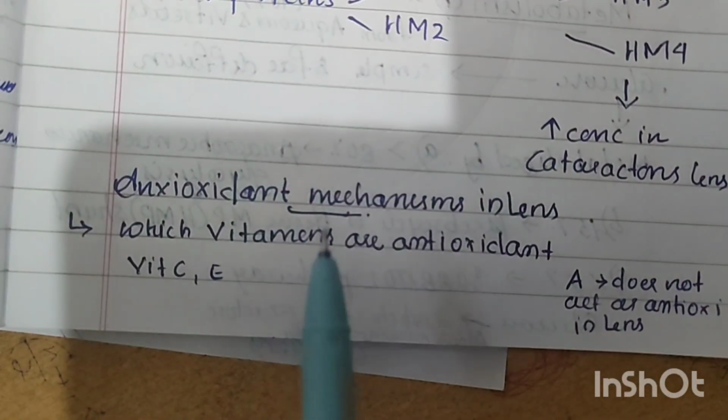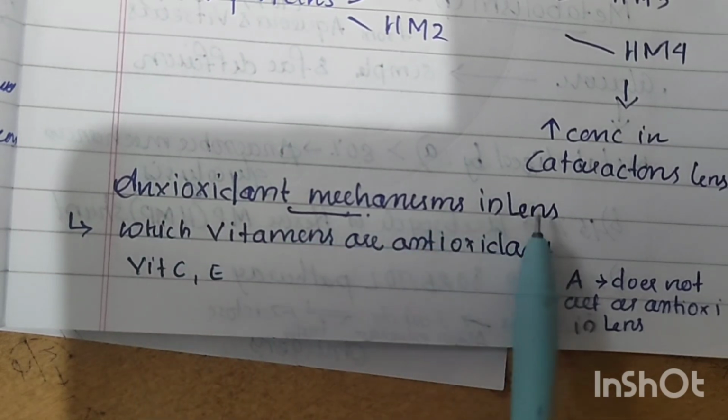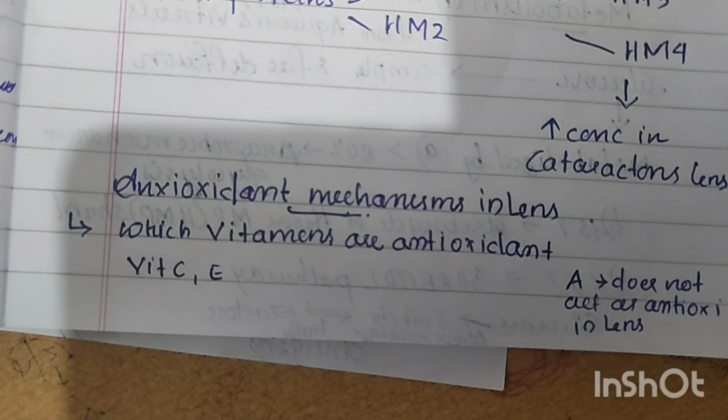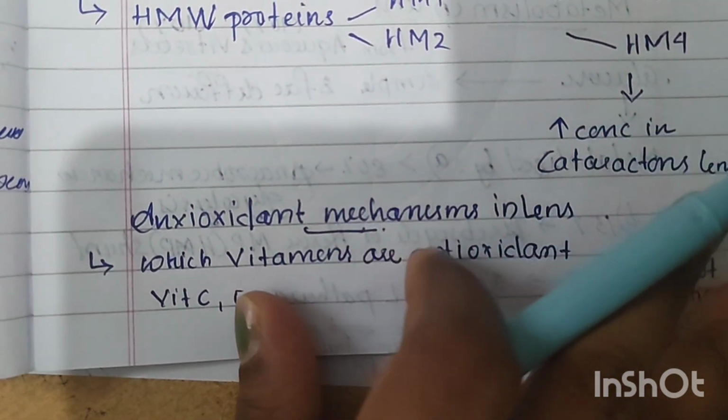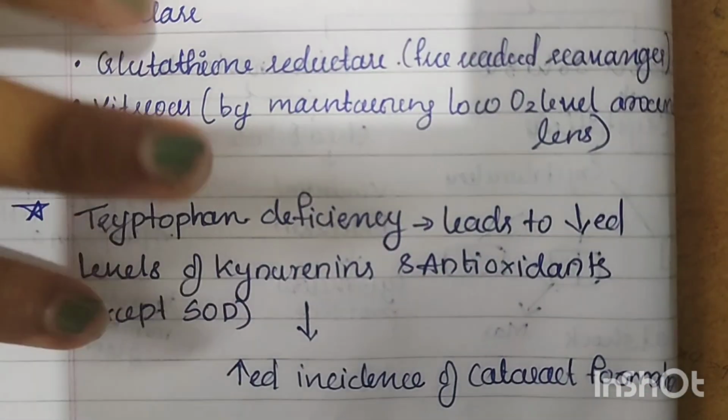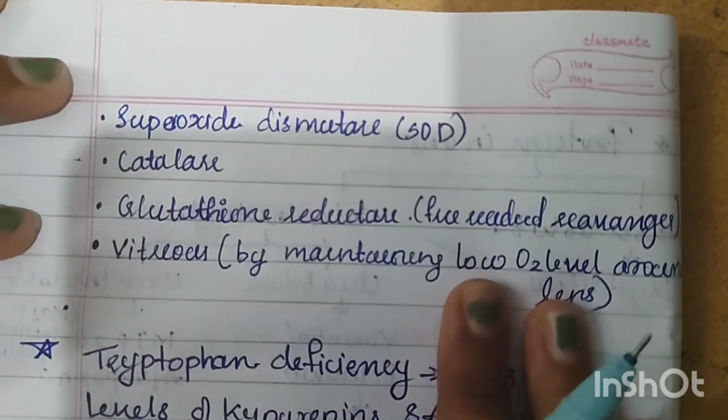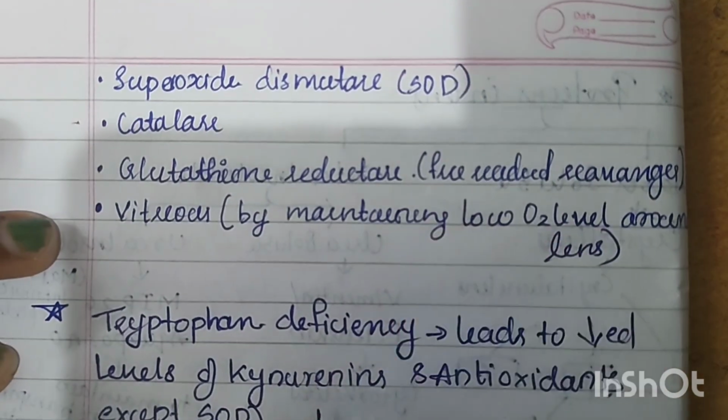Okay. Next, the antioxidant mechanism in the lens. What are the vitamins which help in antioxidation? Mainly vitamins A, C and E, but here we will not say vitamin A, because vitamin A does not act as an antioxidant in the lens. Overall it helps in antioxidation, but in the lens vitamin A will not help. Mainly vitamins C and E help in antioxidation.